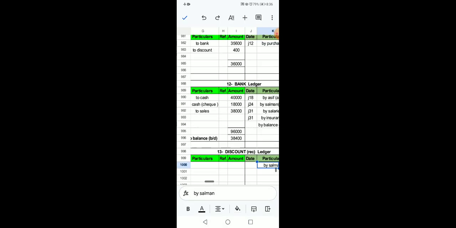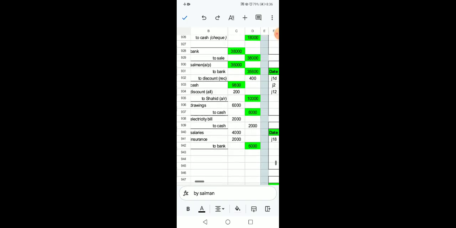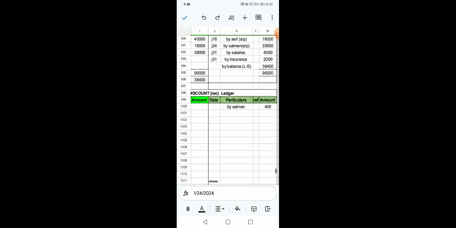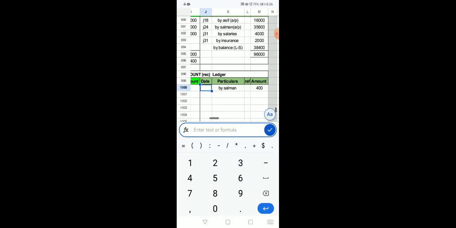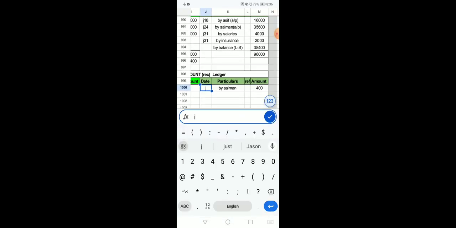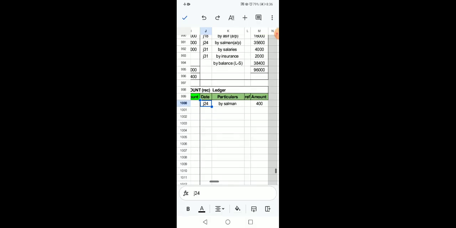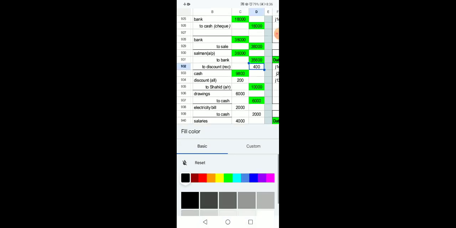Okay. 400 was the discount. Let's see what its date was. That is January 24. So we need to put the date January 24 in the date column. This way posting for 400 is completed. As the 400 posting in the discounts ledger is completed, we can mark it as done.